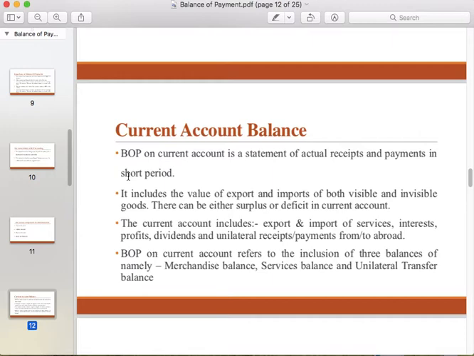So the merchandise balance is the difference in the value between the imported goods and the exported goods. And generally it is denominated in US dollars, because that is the major common exchange value in which we are calculating. Then the next one is the service balance.